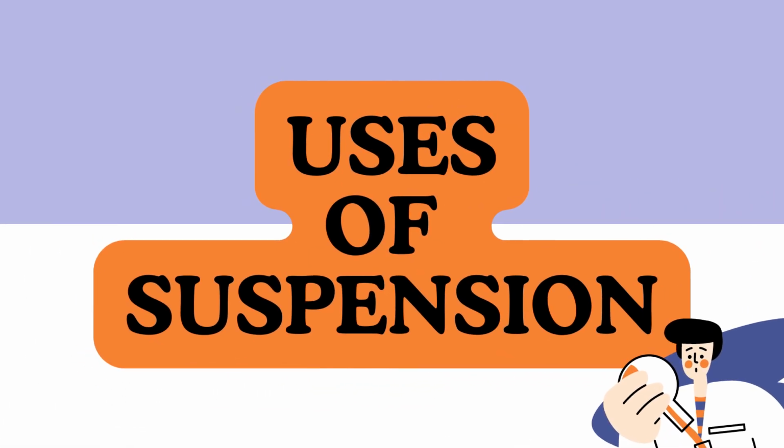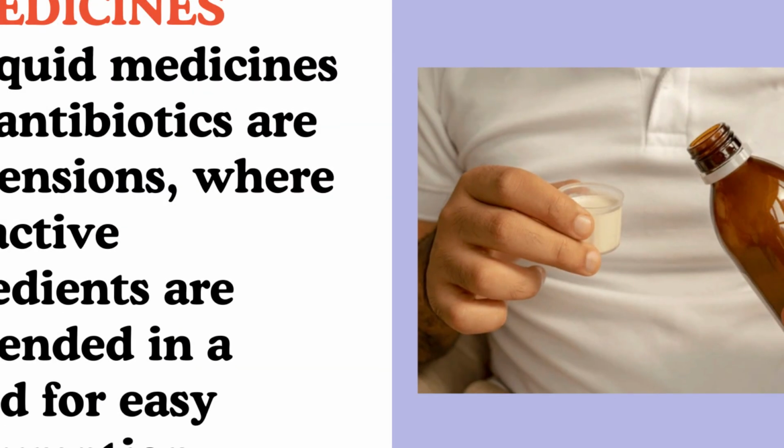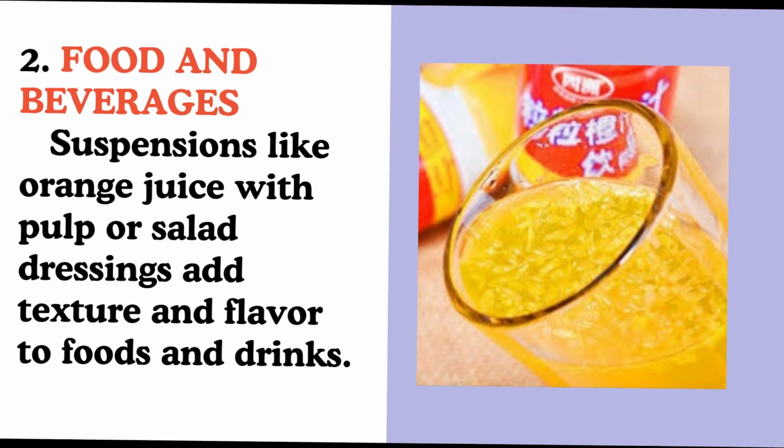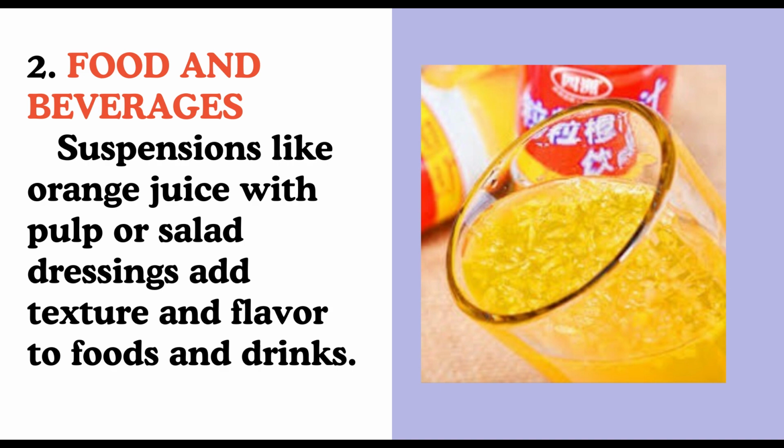Uses of suspension. Suspensions are used in various ways. 1. Medicines. Liquid medicines like antibiotics are suspensions, where the active ingredients are suspended in a liquid for easy consumption. 2. Food and beverages. Suspensions like orange juice with pulp or salad dressings add texture and flavor to foods and drinks.